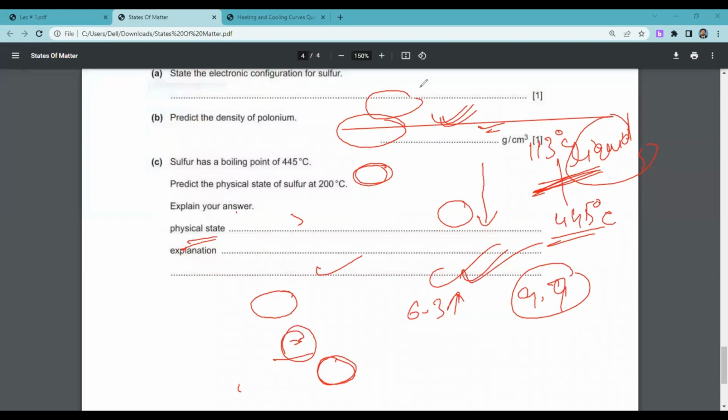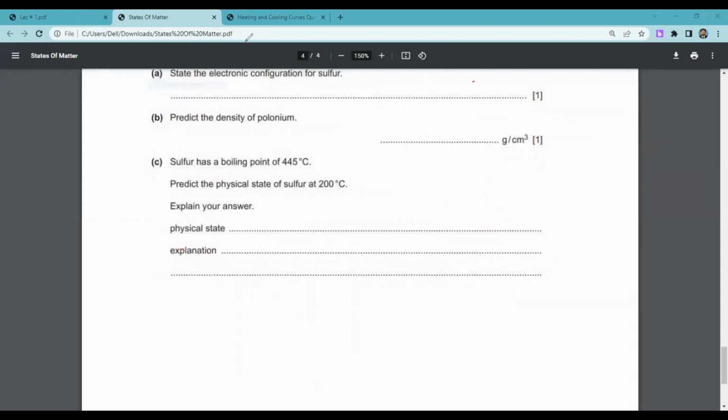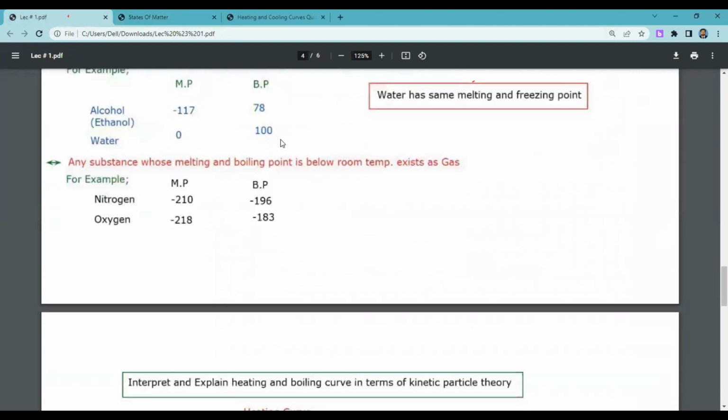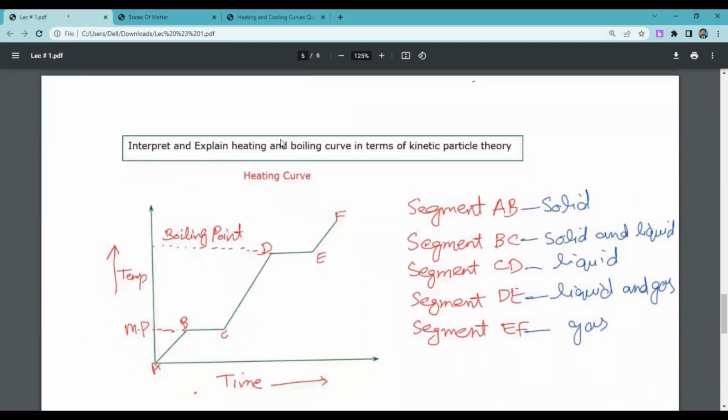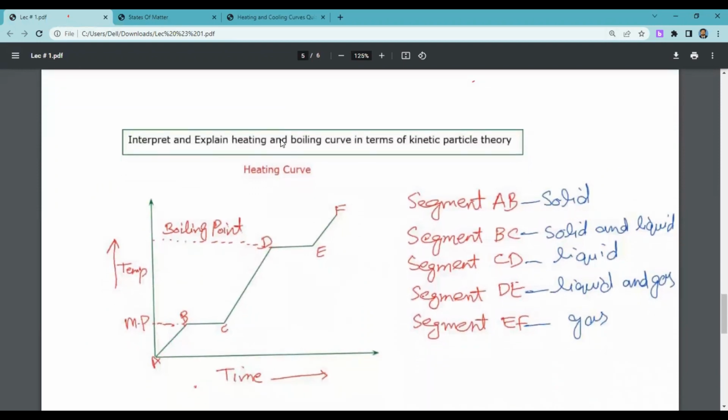Now we can move into our next topic, which is heating curve and cooling curve. This is a very easy topic if you understand it. If you don't understand it, it will become difficult for you.